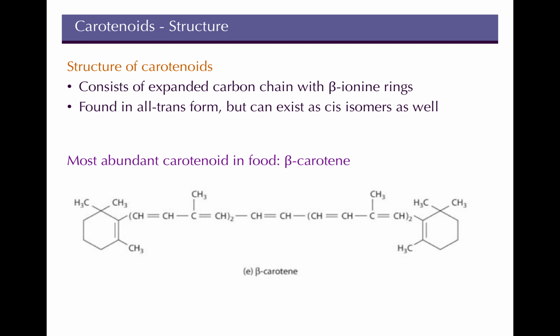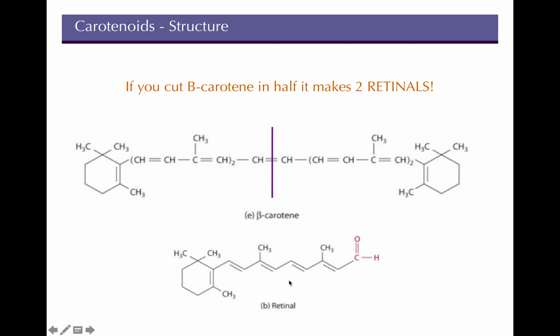If you look at the structure of carotenoids, this is beta carotene down here, you'll see it has two rings in this chain. What does it look like to you from what we just looked at? Basically, beta carotene is simply two retinals attached. If you were to snap beta carotene in two, you'd get two vitamin A's, specifically two retinals. So there's retinal, what we saw before, and then here's beta carotene. You literally cut it in two and you'd get two of these guys.